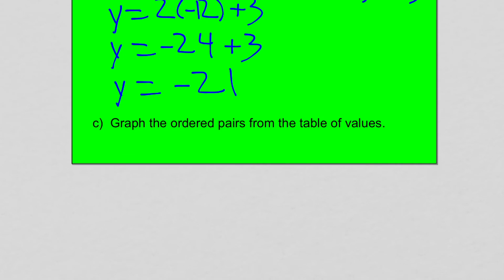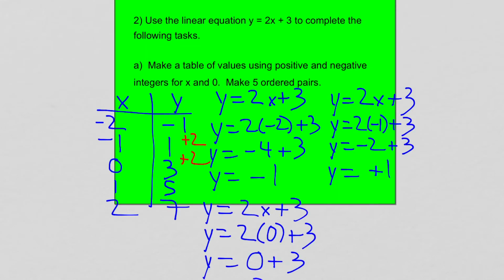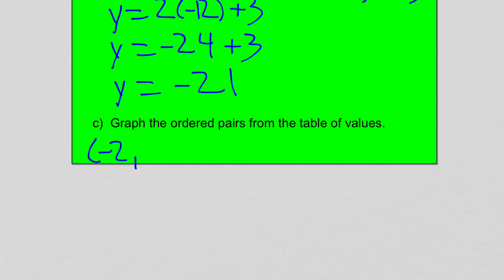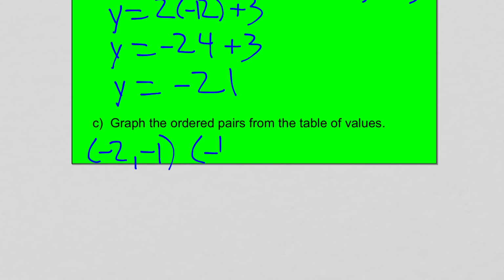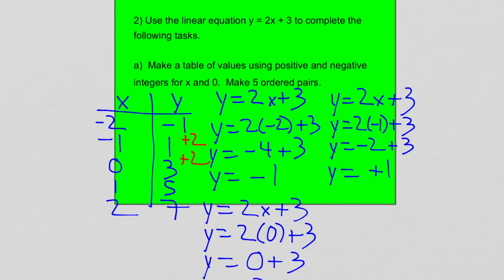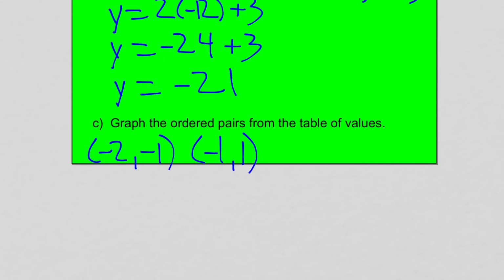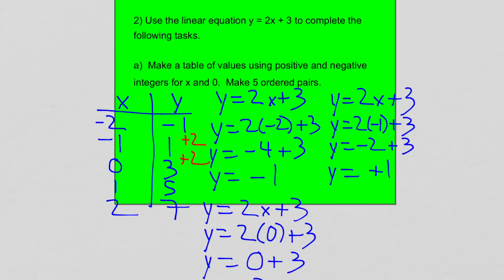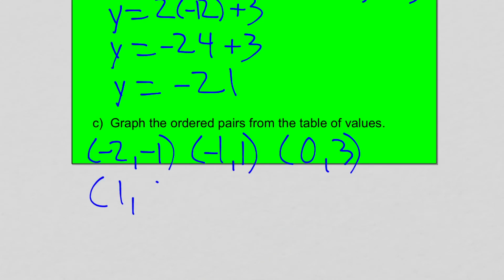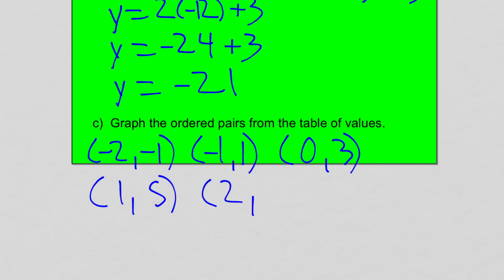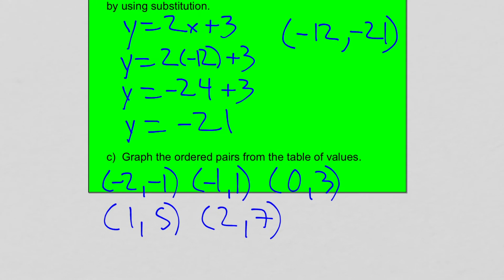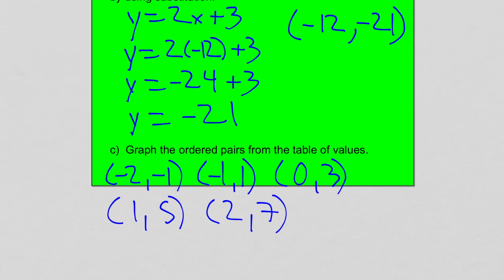Now we're going to graph the ordered pairs. So let's list the ordered pairs. It was negative 2, negative 1. It was negative 1, 1. It was 0, 3. And it was 1, 5. And it was 2, 7. We also had negative 12, negative 21, right?